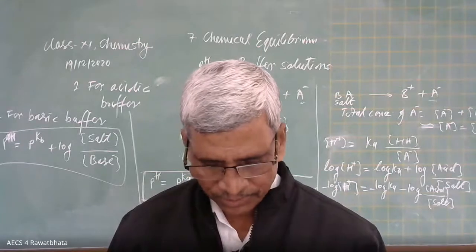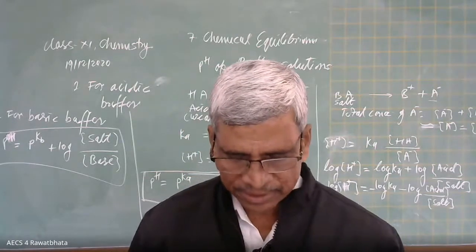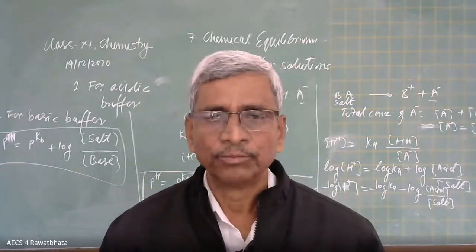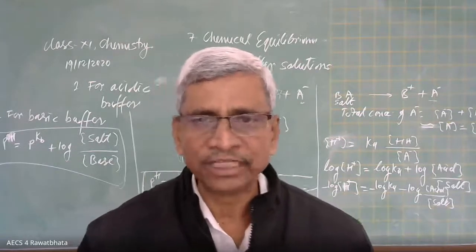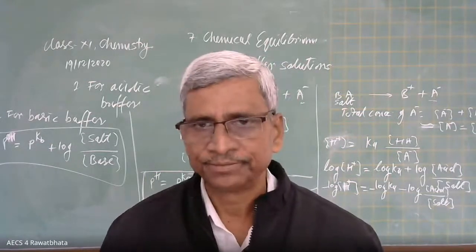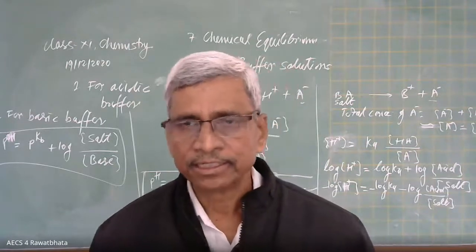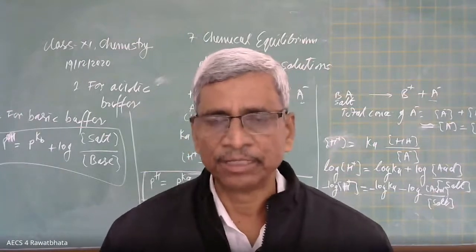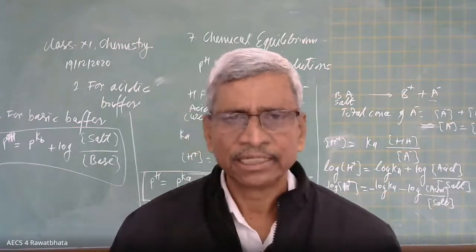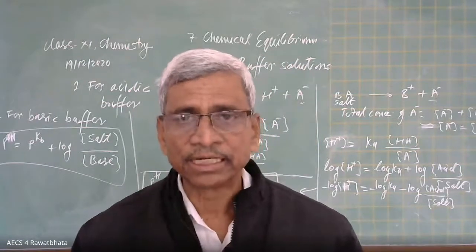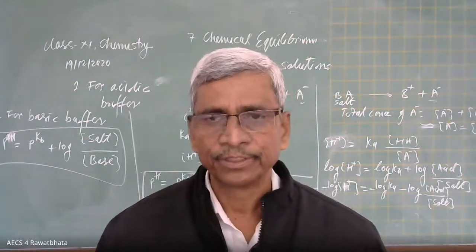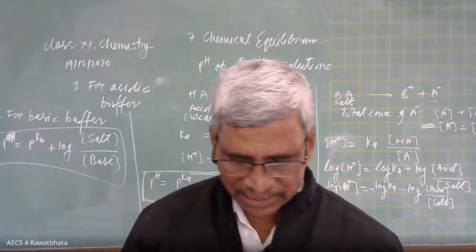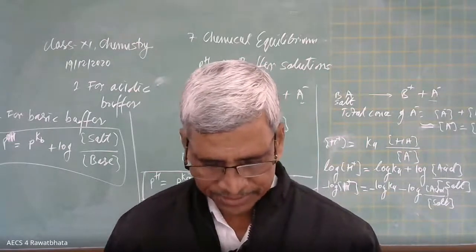Question number 7. What are homogeneous and heterogeneous reversible reactions? Homogeneous, homo means same. The reaction in which all reactants and products are in the same physical state is homogeneous. And heterogeneous is the reversible reaction in which reactants and products are in different states, maybe solid-gas, maybe solid-liquid, maybe liquid-gas. So the states of the reactants and products are not the same. Some differences are there. That is the heterogeneous equilibrium. Homo means same, hetero means different. That is the meaning.